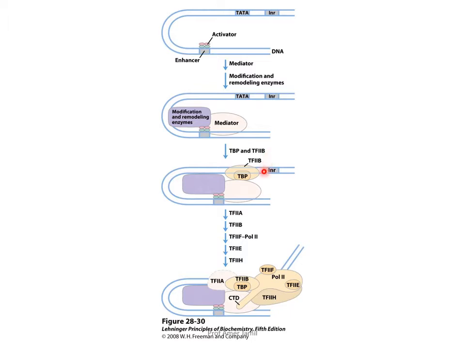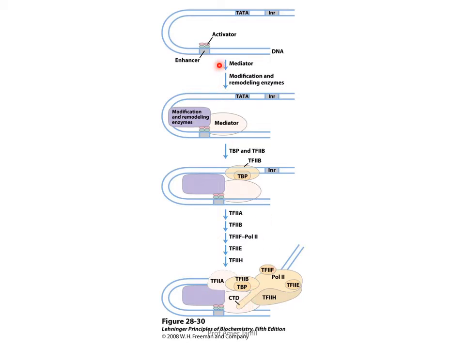They also bring in transcription factors, as well as TFIIF, which contains RNA polymerase 2. And finally, when the whole thing is assembled, transcription factor 2H performs a helicase activity as well as phosphorylation of the CTD, and transcription begins.